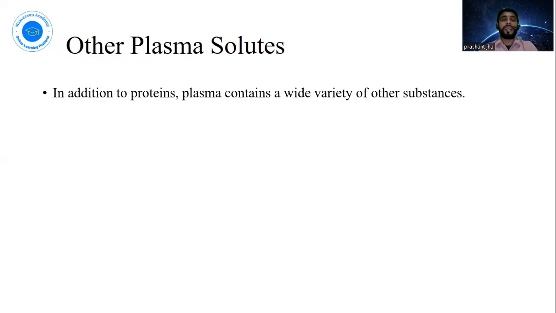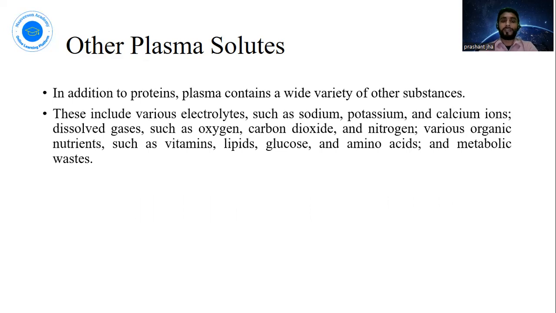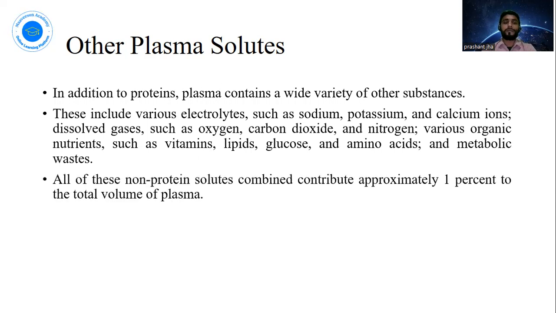Other plasma solids: in addition to proteins, plasma contains a wide variety of other substances also. This includes various electrolytes such as sodium, potassium, and calcium ions, dissolved gases including oxygen, carbon dioxide, and nitrogen, and various organic nutrients such as vitamins, lipids, glucose, and amino acids, and metabolic waste. All these non-protein solutes combined contribute approximately 1% to the total volume of the plasma.